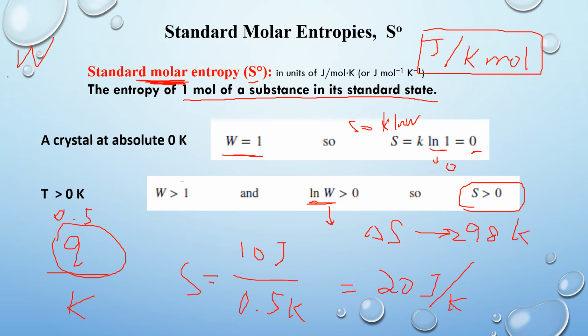So normally people report the standard molar entropy at 298 Kelvin, and in your textbook there is a table showing the standard molar entropy at 298 Kelvin.